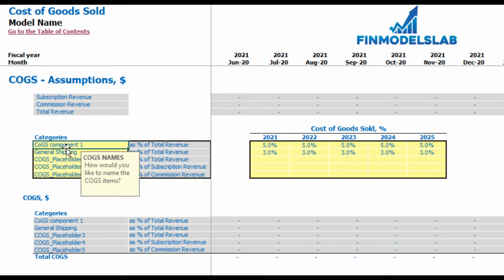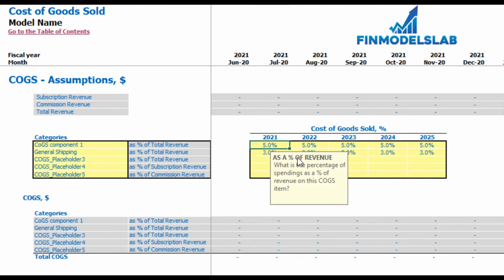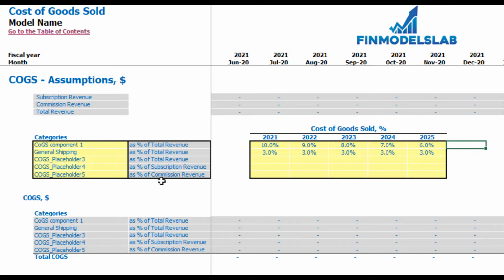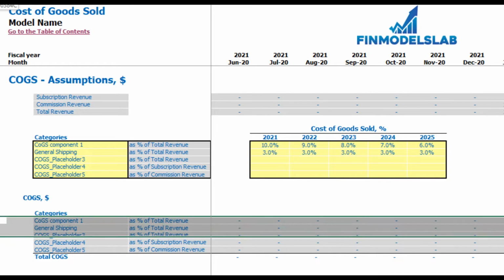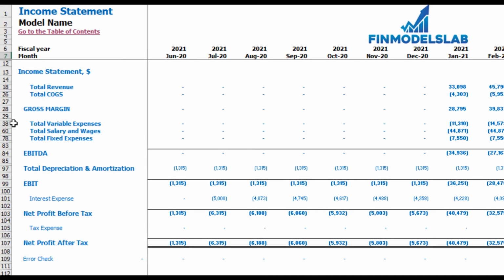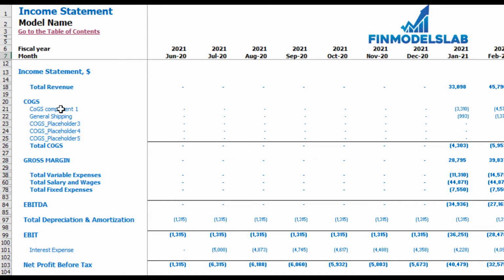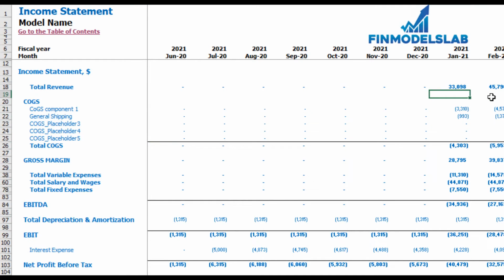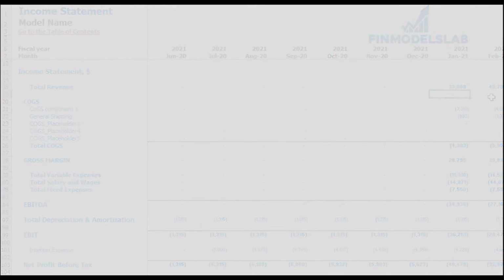So let's pretend cost component we will forecast as a percentage of total revenue. So first year it can be 10%, 9, 8, 7, 6. So below you can see the calculation for these COGS line items, and in the income statement under total COGS subsection you may see 5 categories of COGS broken down by months.